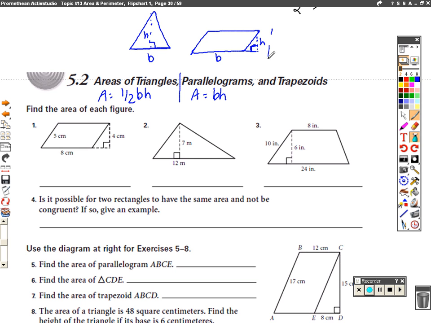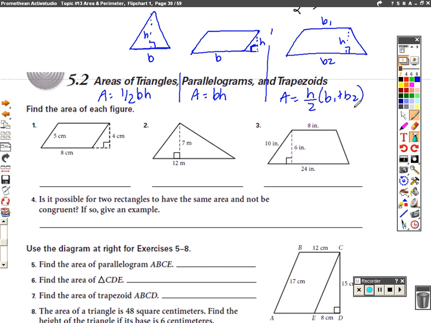And then finally, trapezoids. Trapezoids are complicated things because they have more than one base. Their height still has to be a right angle, base 1 and base 2. So the area is actually h over 2 times b1 plus b2. Those are the formulas I will be using today. So numbers 1, 2, and 3.